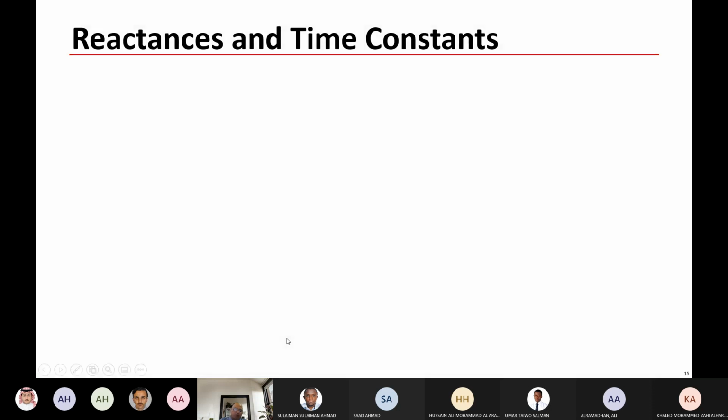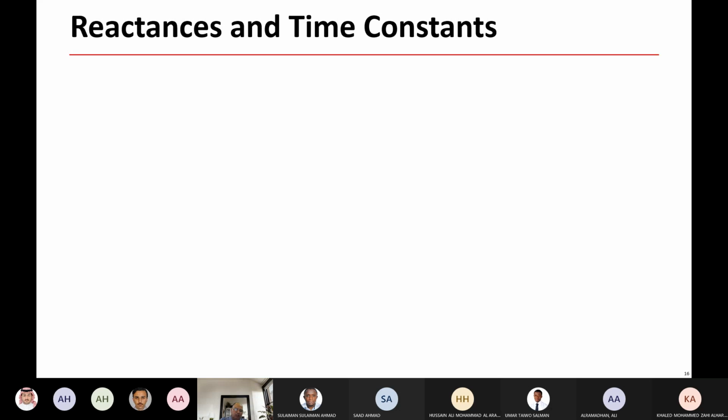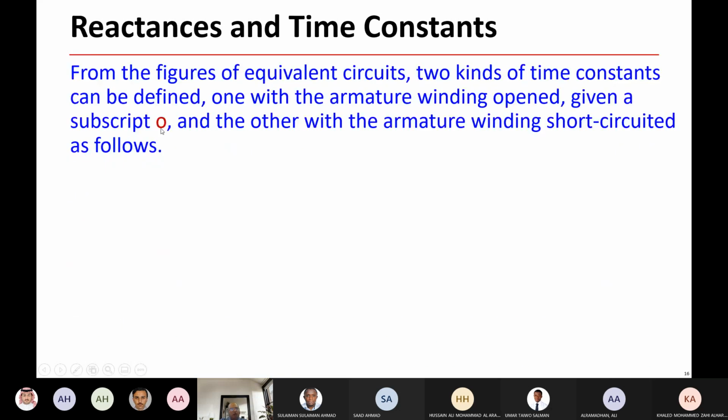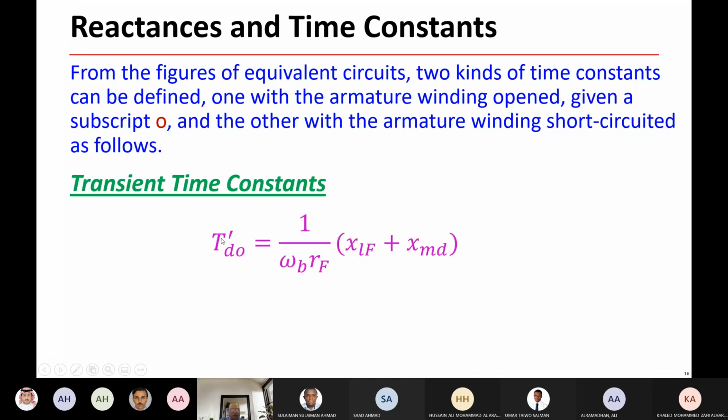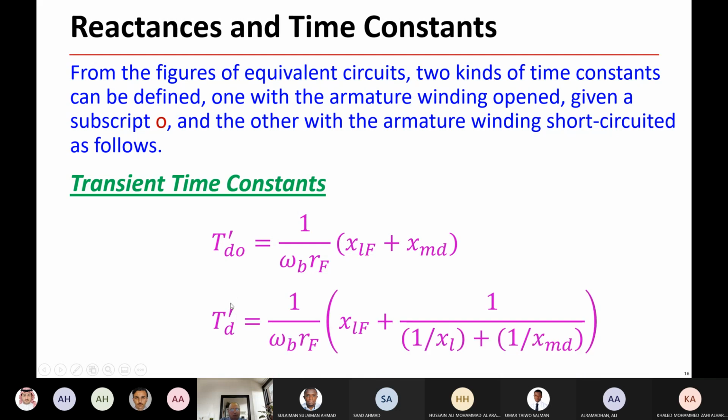So we have 2 types of time constants, TDO prime and TD prime. O refers to the open circuit, without O refers to short circuit. So this is the TDO prime, and this is TD prime. The difference is that the armature winding here is open circuit, and this is in short circuit. If this is open circuit, of course X over omega equals L, and time constants for such circuits equal L over R.